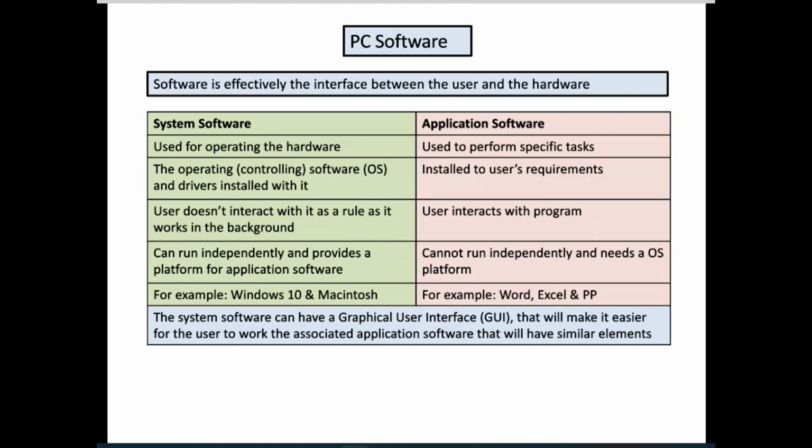Okay, the user interacts with the program all the time. It cannot run independently and needs an operating software platform. So I've given you the examples there: Word, Excel, and PowerPoint. The system software can have a graphical user interface that will make it easier for the user to work the associated application software that will have similar elements. So for instance, Windows. Windows is the graphical user interface, and we call it Windows because it opens up little windows. Every time you open up a different application, there's another window, a little square that opens up, and it just makes it easier for us to work on our machines if we have that.